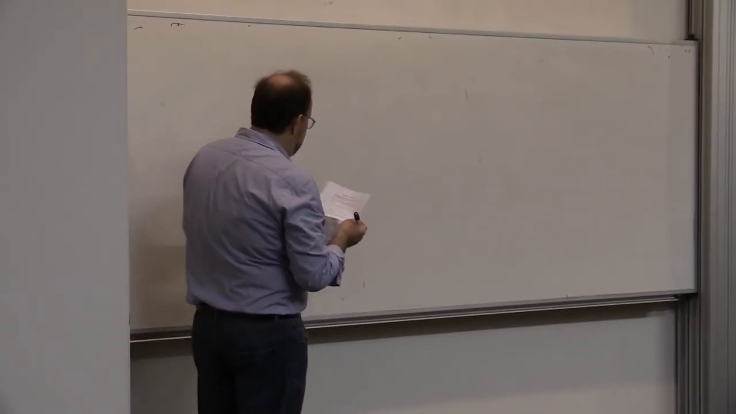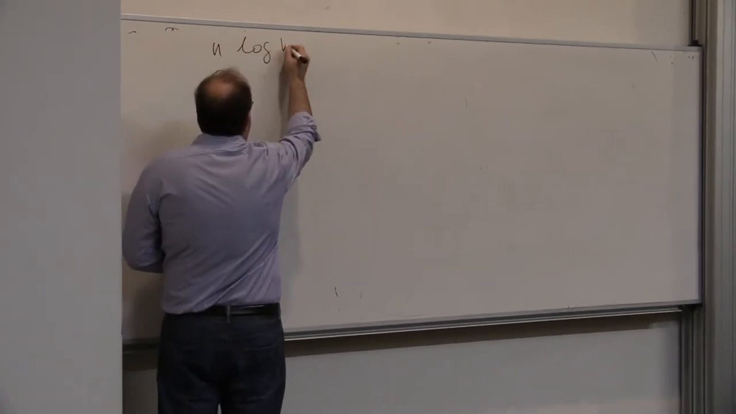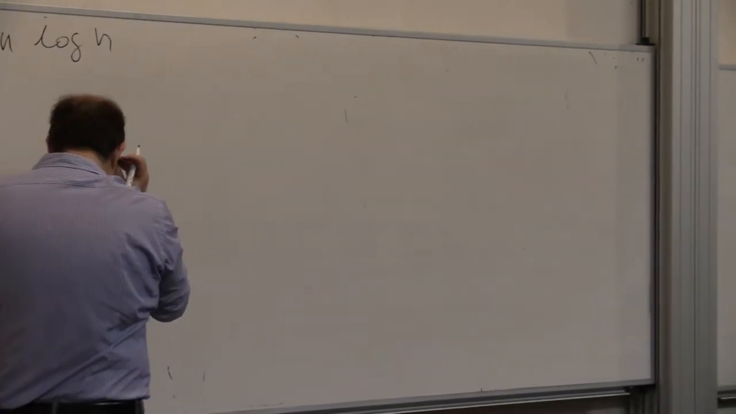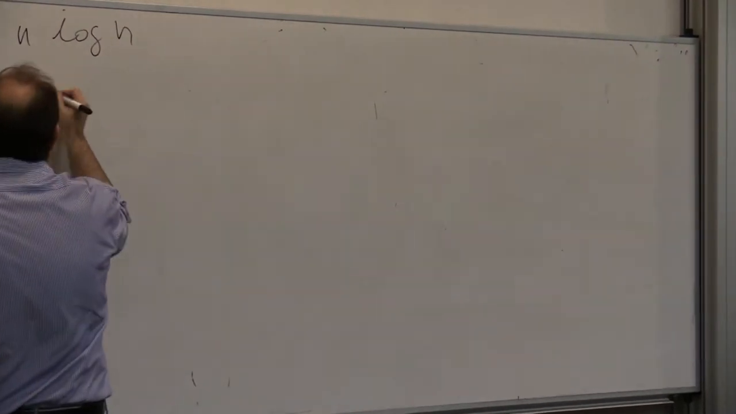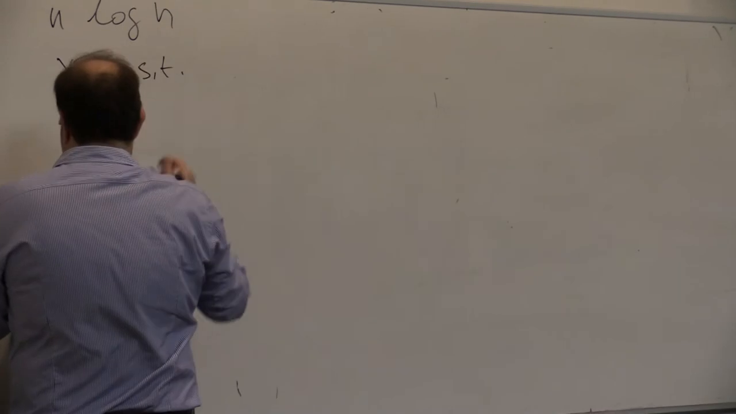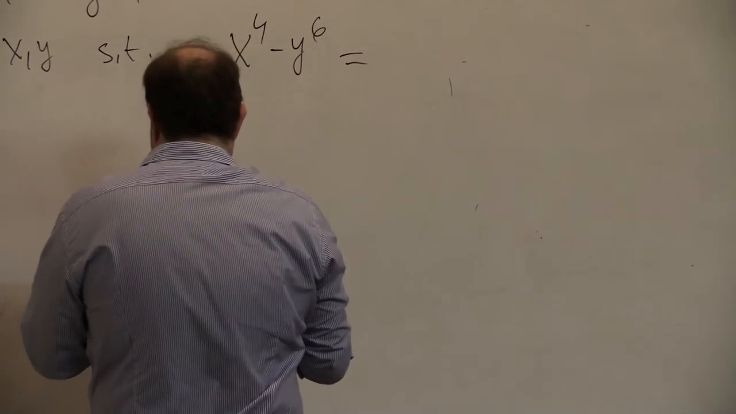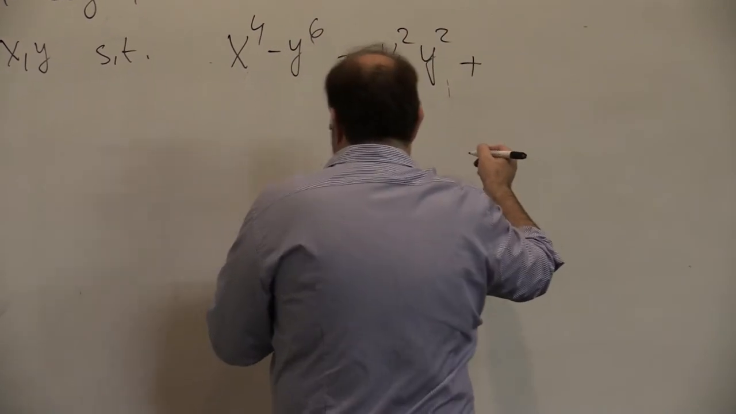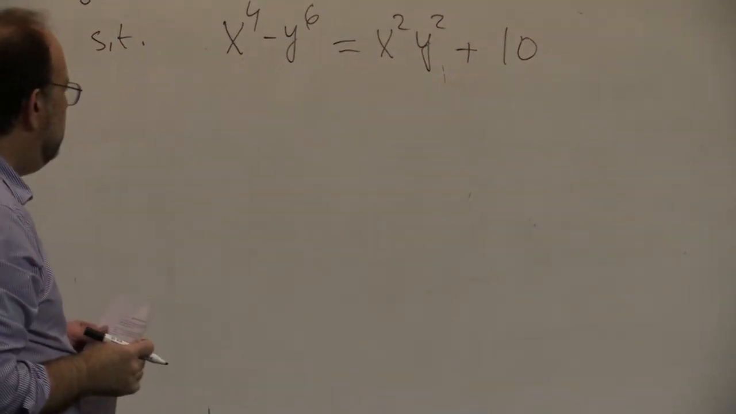Okay, here is another one. You have an array, and you have to answer in time n log n the following question. The array is of integers, and you have to answer whether there are x and y such that x to the fourth minus y to the sixth is equal to x squared y squared plus 10. How would you solve this problem?